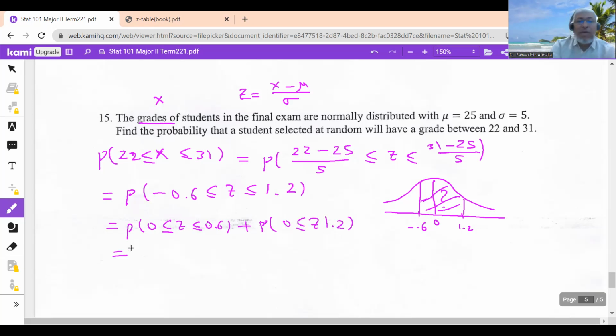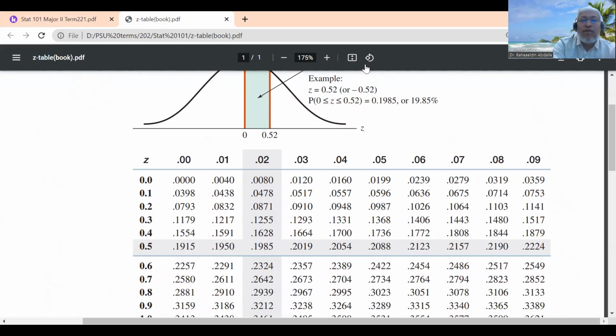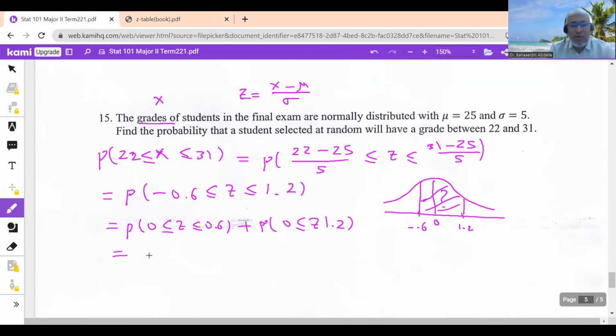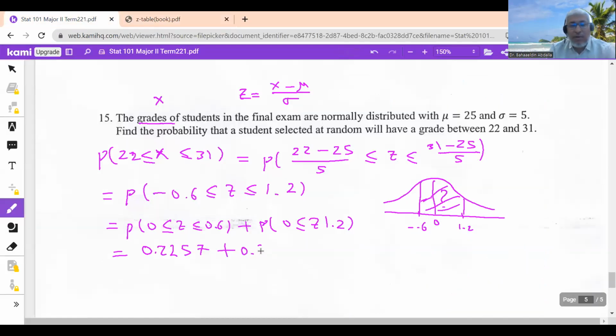So it's enough to find the area from 0 to 0.6 plus the area from 0 to 1.2. You go to the table, look at 0.6, and this is 0.2257. Then you go to 1.2, and this is 0.3849. You add them, and you get the answer 0.6106. You can use the calculator if you like.